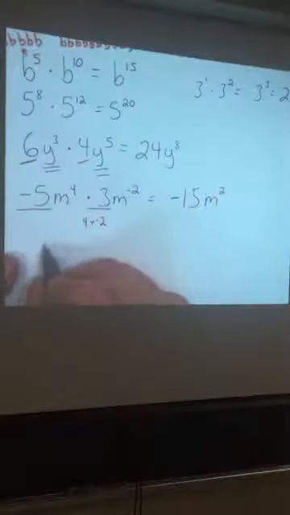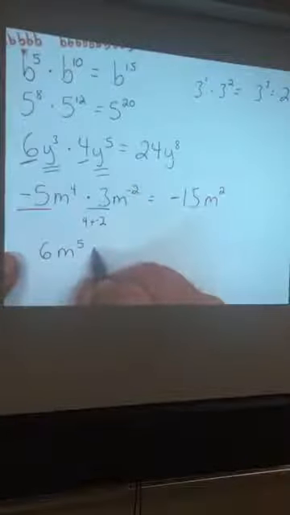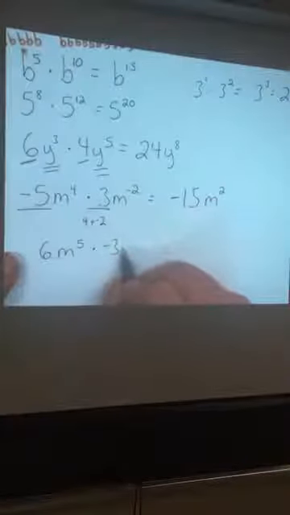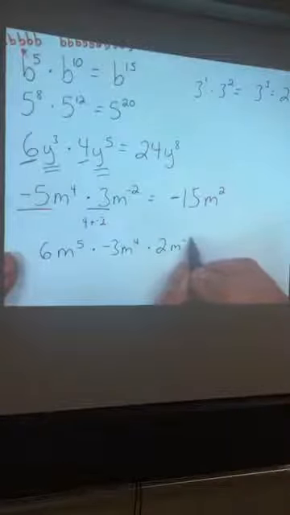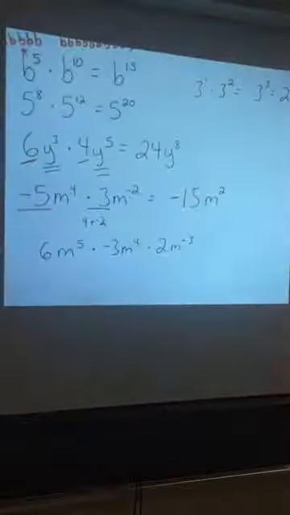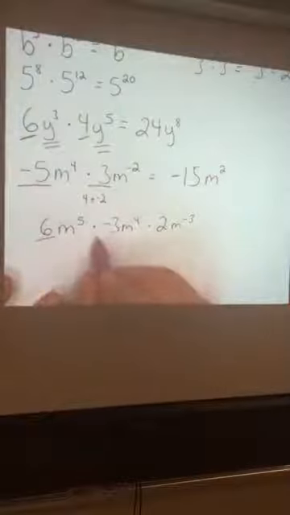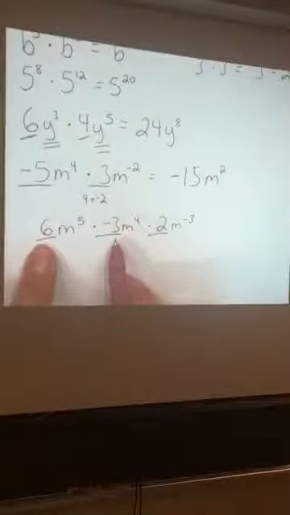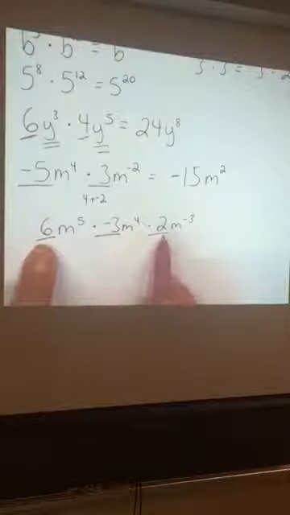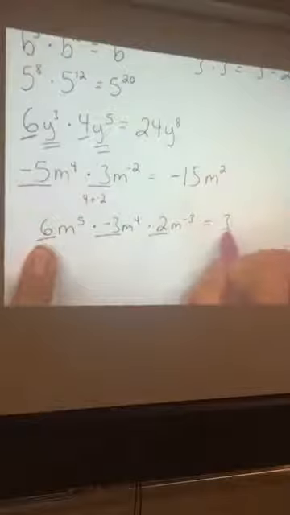Maybe you have 3 parts. Maybe you've got 6m to the 5th, negative 3m to the 4th, and positive 2m to the negative 3rd. I don't know. Let's see. So you would multiply your 3 numbers together. 6 times 3 is 18. 18 times 2 is 36.